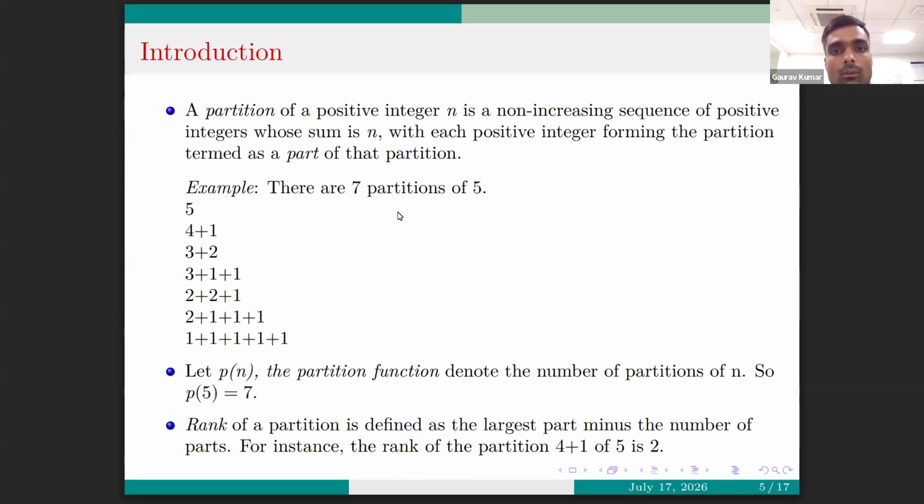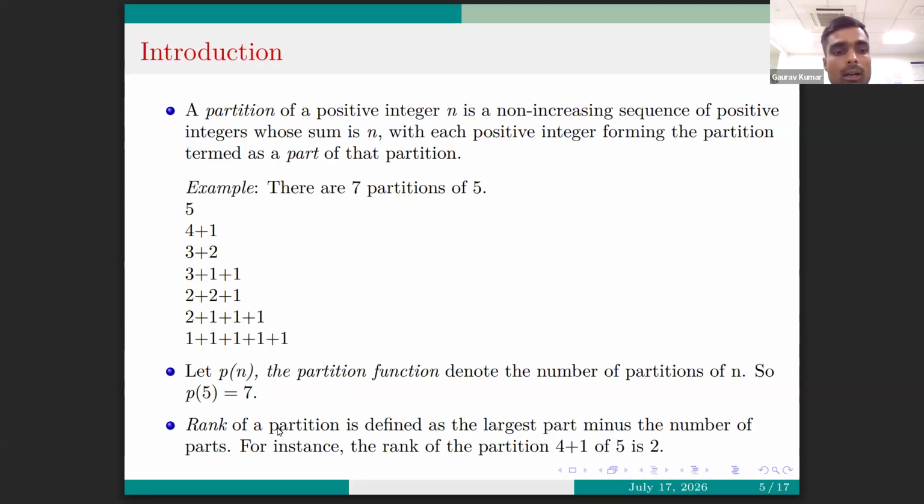Before proceeding to what we have studied, I'd also like to remind you of the definition of a partition. For a positive integer n, a partition is a non-increasing sequence of positive integers whose sum is n, with each positive integer forming the partition termed a part of that partition. For example, we have these 7 partitions of 5, and p(n) denotes the partition function, the number of partitions of n. So p(5) is equal to 7.